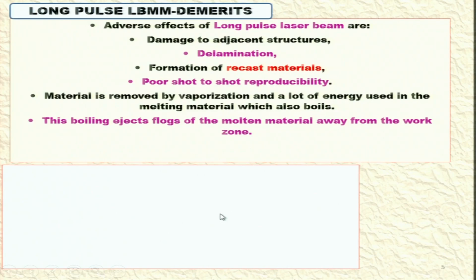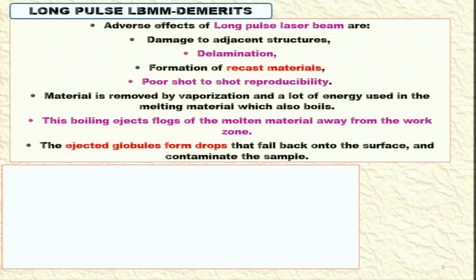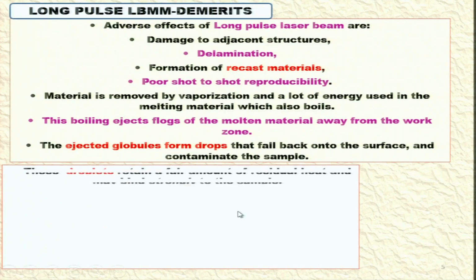This ejection throws a flux of the molten material away from the work zone. The ejected globules form drops that fall back onto the surface and contaminate the sample, and they form what is known as recast layer or debris on the machined surface, and they are highly undesirable. There are certain ways of removing them. I had discussed with you while discussing the nano finishing processes. Some of the nano finishing processes are efficient enough to remove the recast layer and globules.